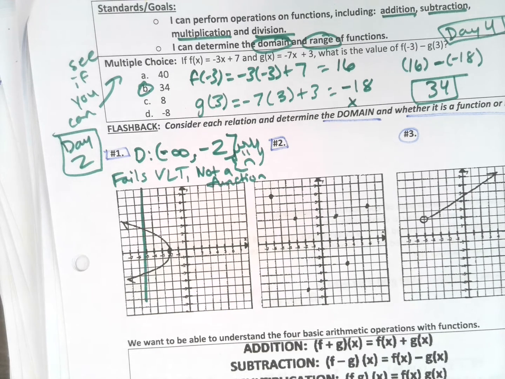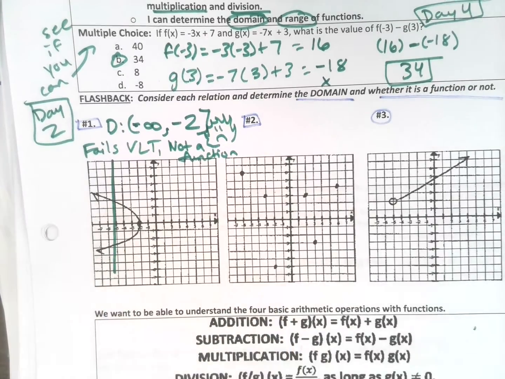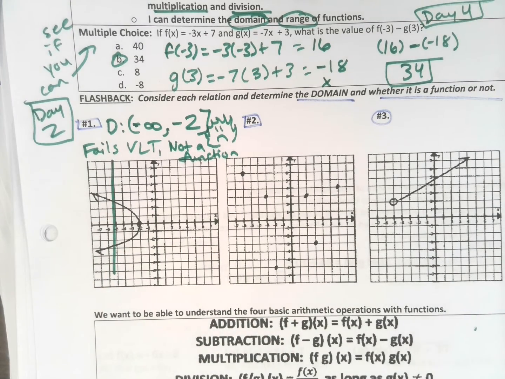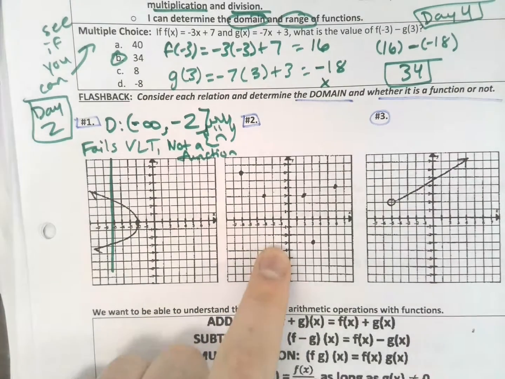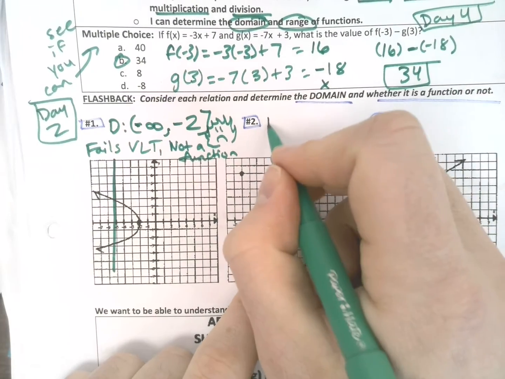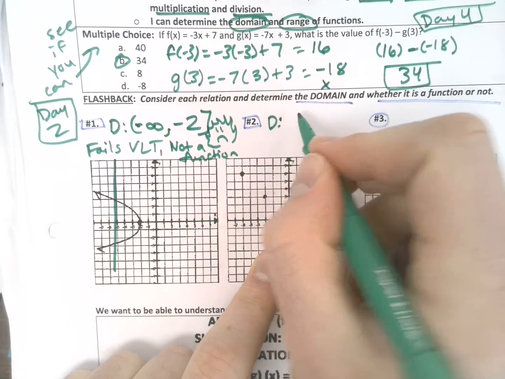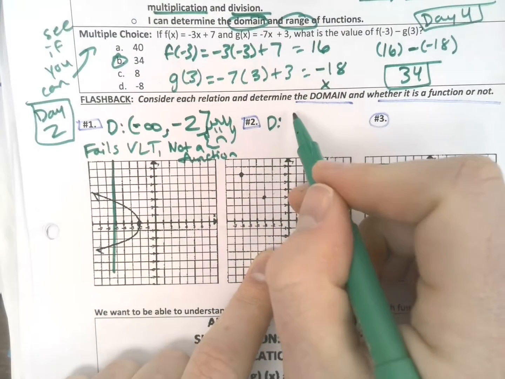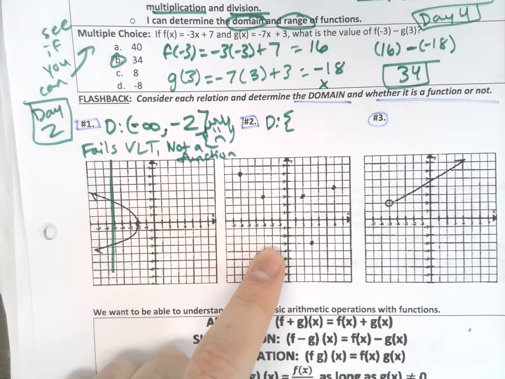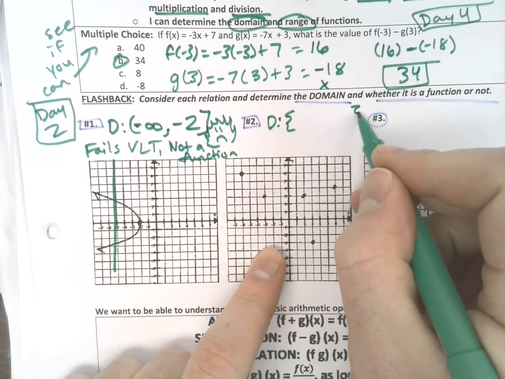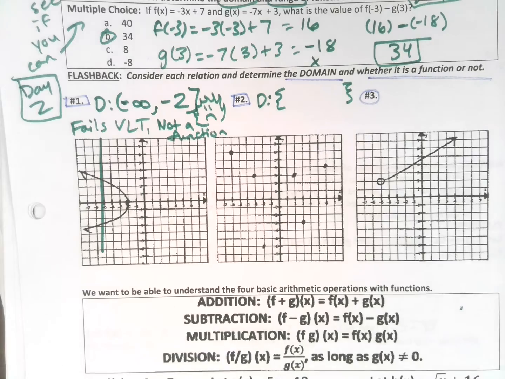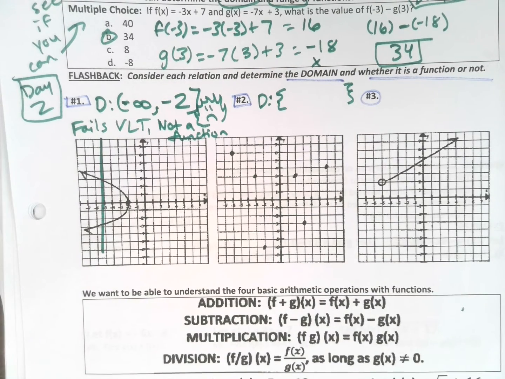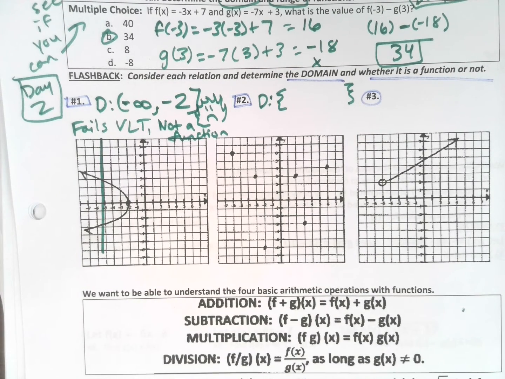Now, the last one in this section I'm going to do with you guys is number 2. This one looks a little different though. We don't have a line. What do we have? Just some points. So if we're talking domain here, we're going to bust out some braces, and we're going to list all the points where they are on the x-axis, left or right.